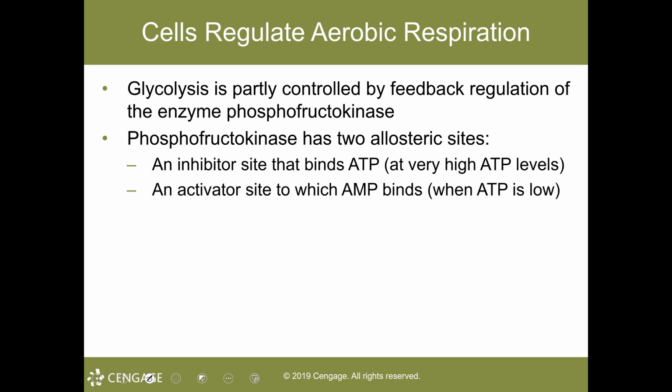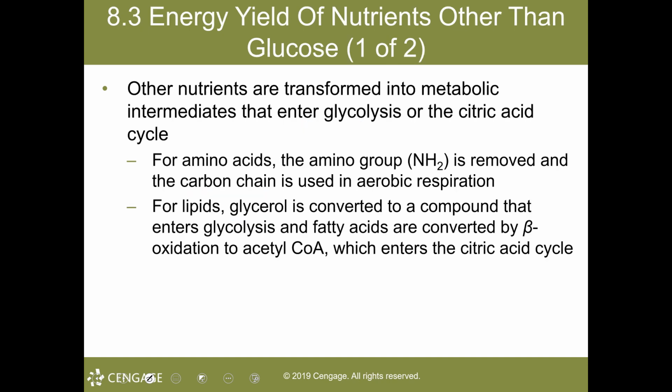So glycolysis, class, is controlled by feedback regulation, and it's all based on, class, that enzyme phosphofructokinase. So it has two allosteric sites, meaning it has an allosteric inhibitor site that will bind to ATP when we have very high ATP levels, of course, to stop it. And of course, it has an activator site, class, which will use AMP, and that binds, class, when ATP is at low levels. That's enough about that. Let's continue on now, class.